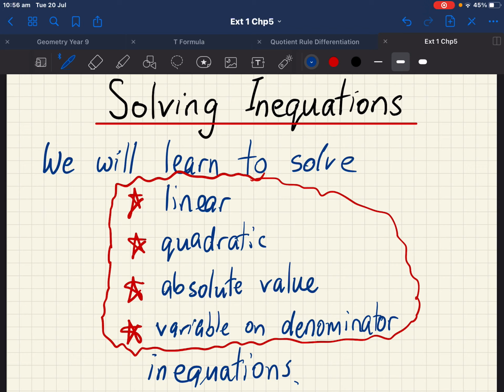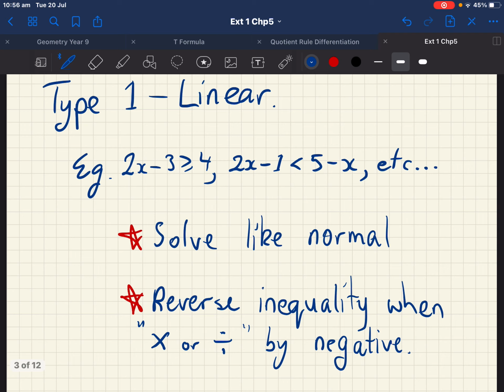Alright, hello and welcome everyone to the lesson on solving inequations. In this lesson, there are 4 different types of inequations we're going to look at. As you can see below, we have the basic linear, quadratic, absolute values, and inequations involving variables on the denominator. Alright, so let's look at type 1, our linear equations.